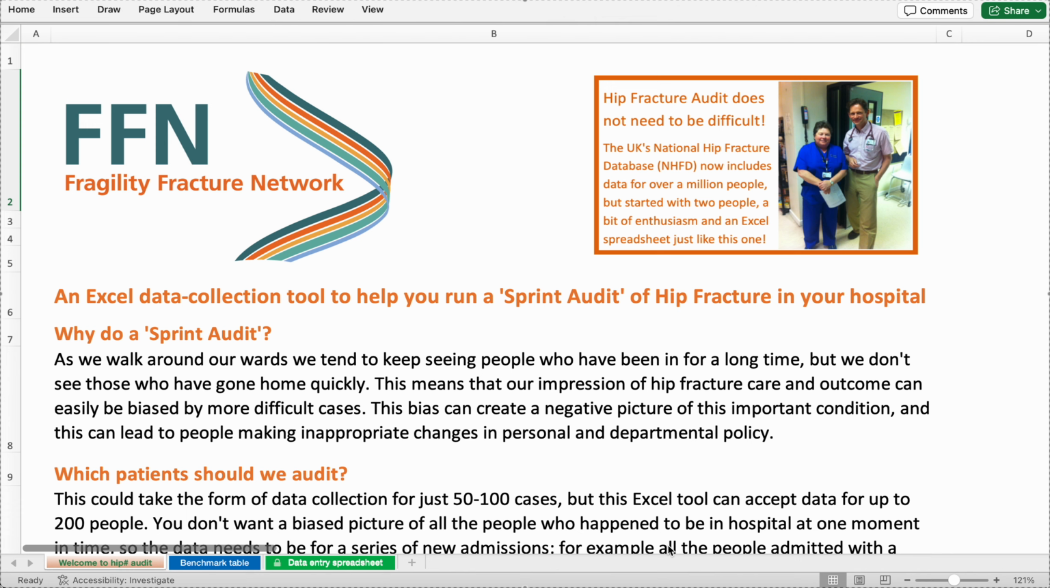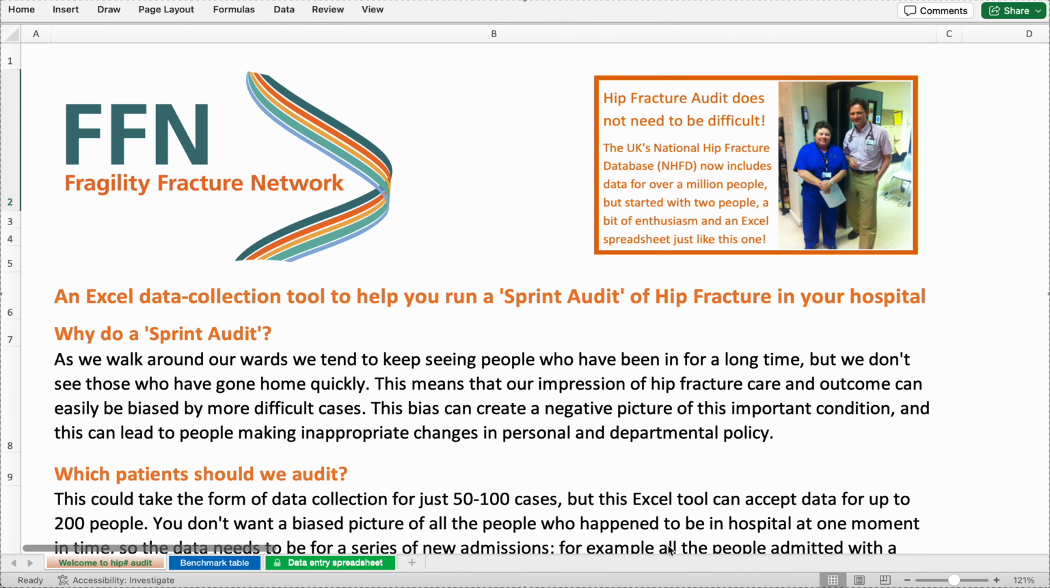small hospital, in your department, for your patients on your firm, or in a collaborative of a number of hospitals in an area. But until you've dipped your toe in the water of hip fracture audit, you don't really know how useful it can be.